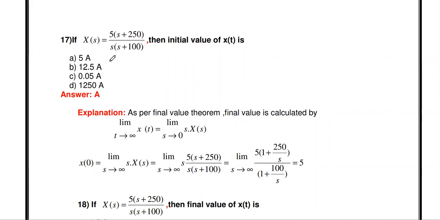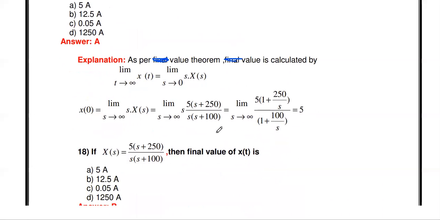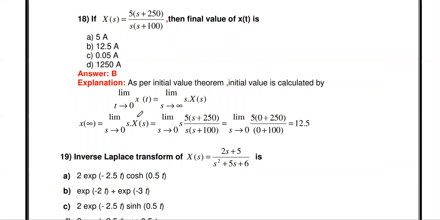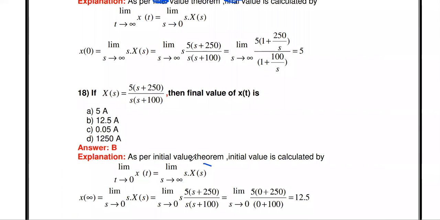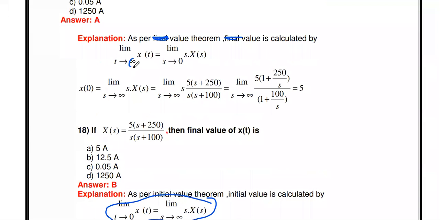Then if X of s equals 5 divided by (s plus 250) divided by (s plus 100), then the initial value of x of t is? Similar to the previous problem, we can solve this. As per the initial value theorem, the limit t tends to 0 of x of t is calculated by the limit s tends to infinity of s into X of s. So t tends to 0, s tends to infinity. So x of 0 is calculated by the limit s tends to infinity of s into X of s.